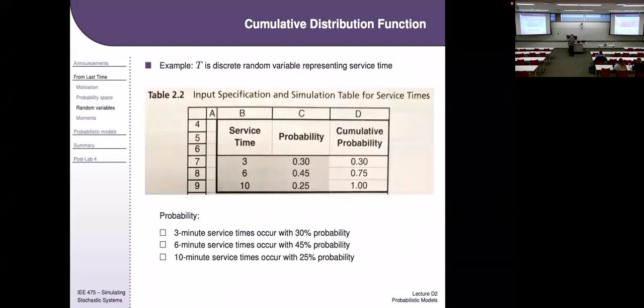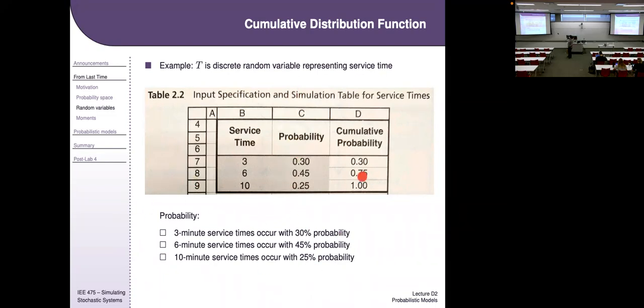So the way we use CDFs, kind of relating to what you saw in lab 3, I think, is if you had, let's say, service times of either 3, 6, or 10, where 3 happens 30% of the time, 6, 45% of the time, and 10, 25% of the time, we would like to maybe simulate outcomes. We'd like to say Excel generates service times 3, 6, or 10 according to this probability mass function in the middle here. And so I'm summarizing again the probability mass function down here.